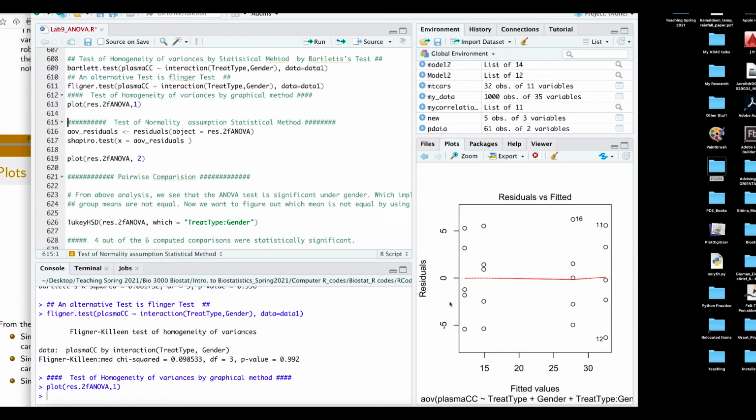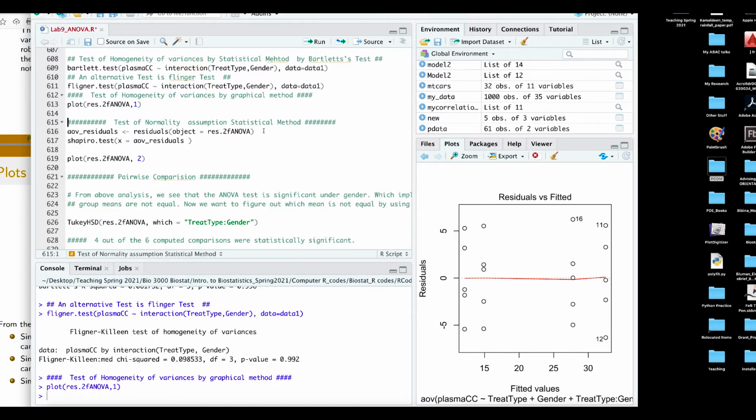But we are doing it for the residuals, that's why the residuals have the mean 0. That is the reason why it is around 0, okay? So for each x value, the residuals are equally scattered around the mean. That's what it says, okay?